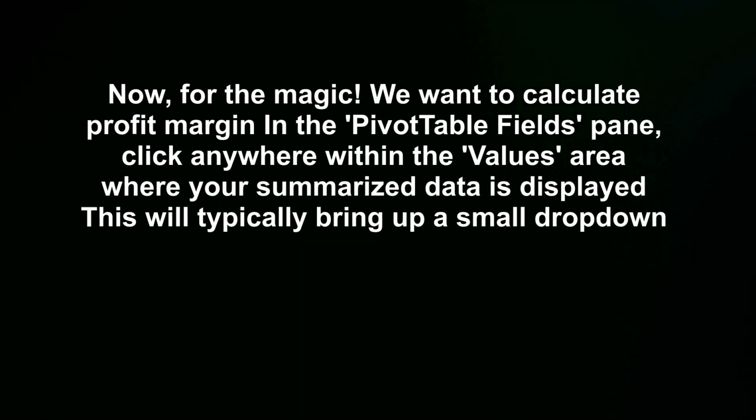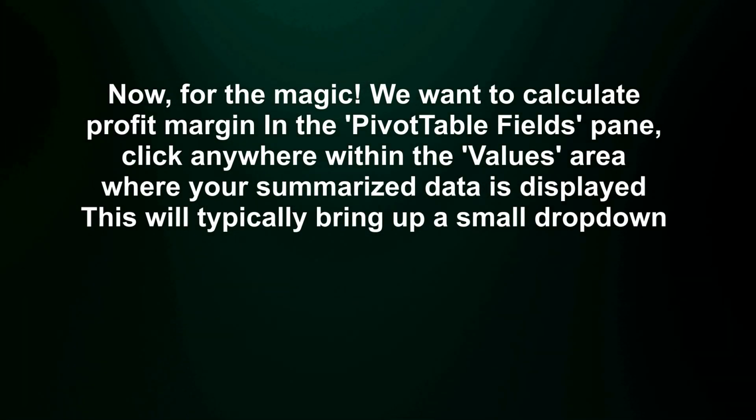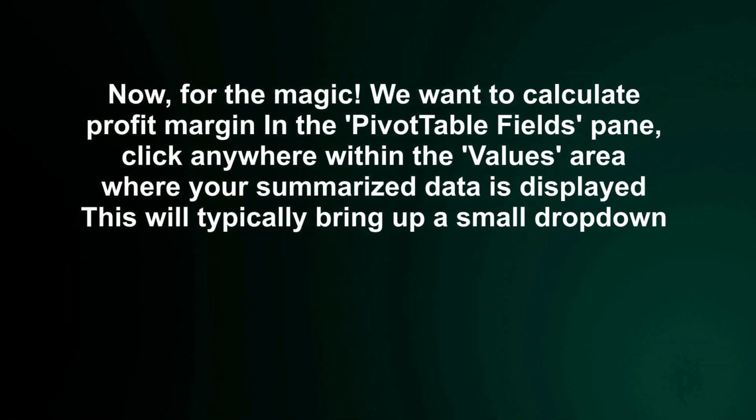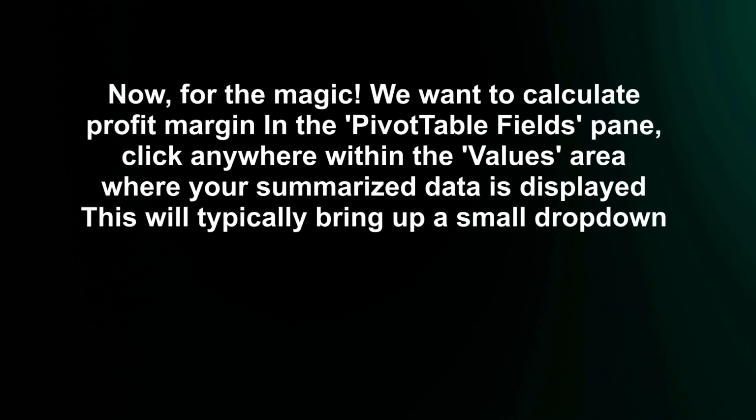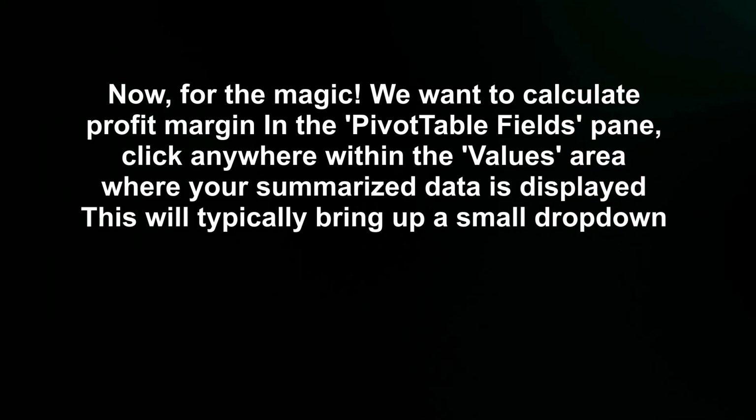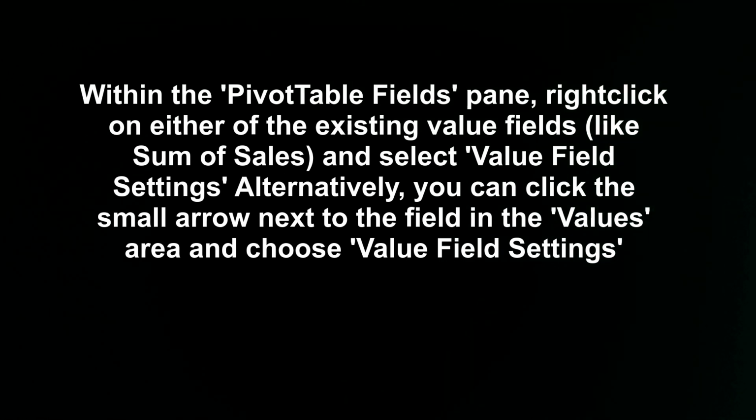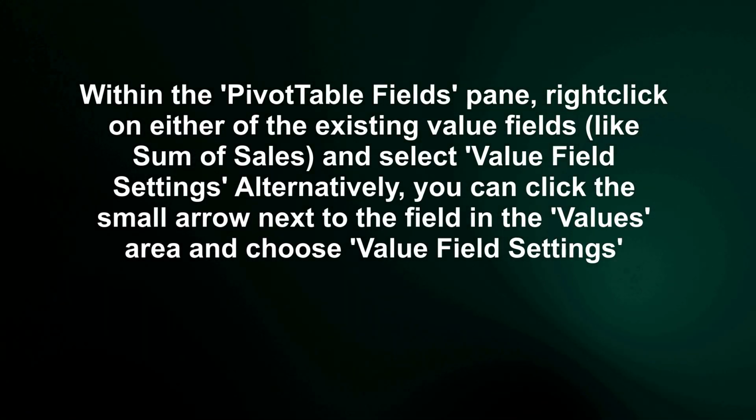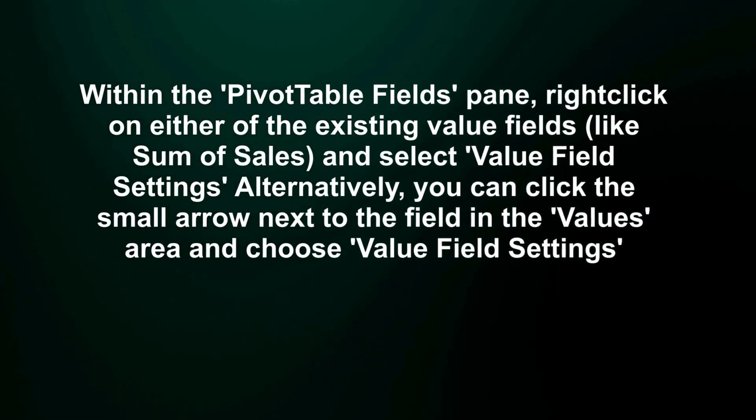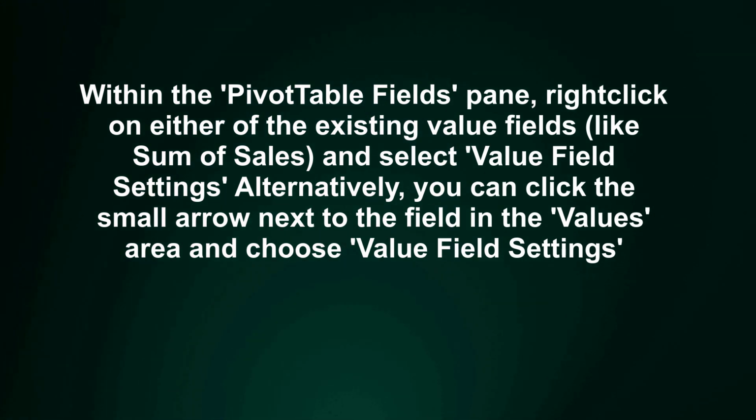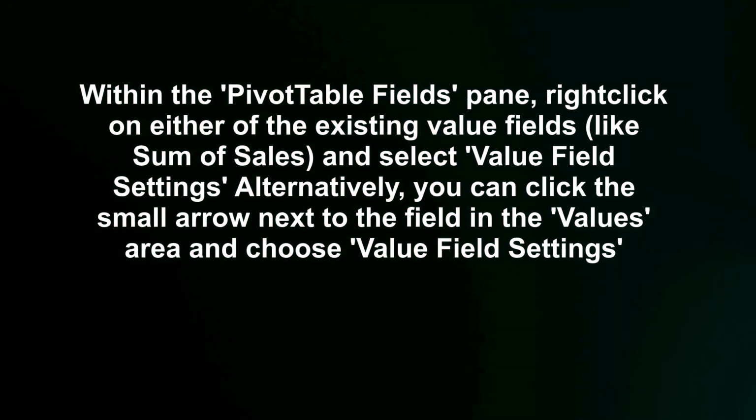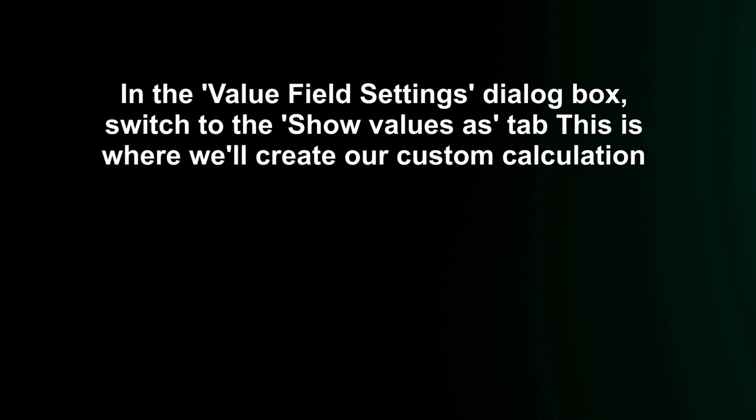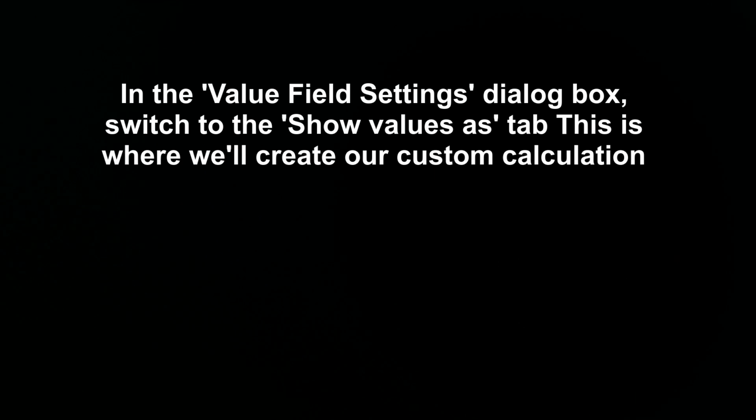Now, for the magic, we want to calculate profit margin. Click anywhere within the values area where your summarized data is displayed. This will typically bring up a small drop-down. Within the PivotTable Fields pane, right-click on either of the existing value fields like Sum of Sales and select Value Field Settings. Alternatively, you can click the small arrow next to the field in the Values area and choose Value Field Settings. In the Value Field Settings dialog box, switch to the Show Values As tab.